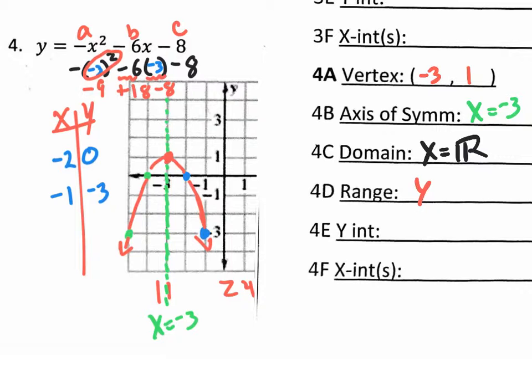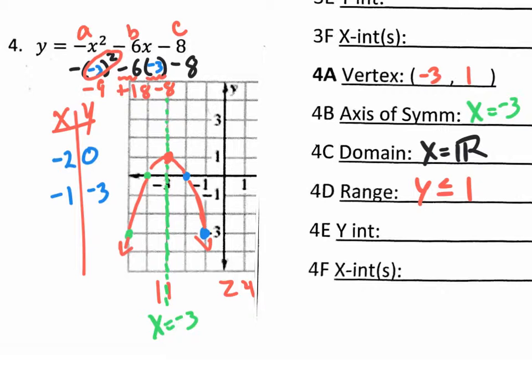So what do you see? Is this greater than or equal to or less than or equal to? Less than or equal to. Why? Because it's opening down. The a value is negative, which means it's less than or equal to. All right, so it's less than or equal to what? 1. That's right, the y value of your vertex.